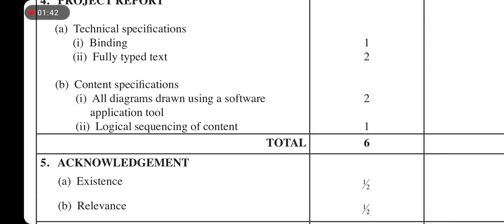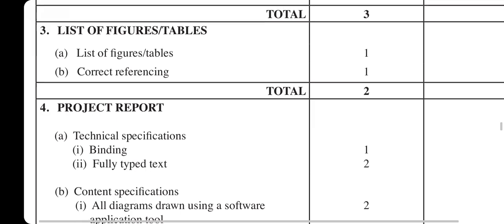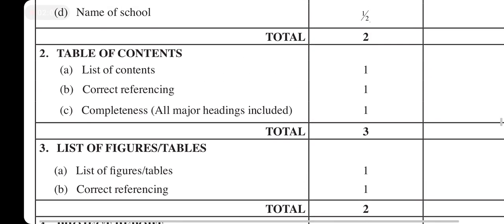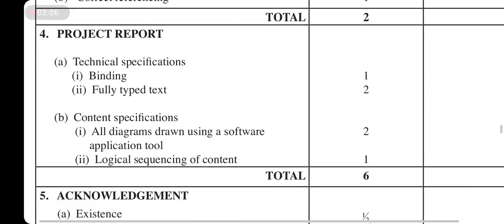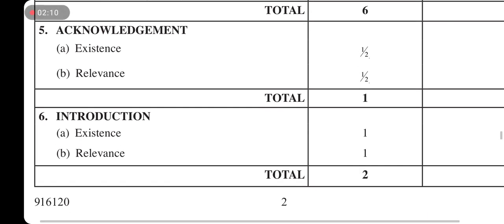Then content specification, we come to part B. If you draw the diagram, how they flow and their logical sequencing, you'll get some marks. So that part you'll get 6 marks. Don't forget to flow the way I'm flowing. Me 6 plus this 2 plus this 3 plus this 2, you are already almost 10 marks or above 10 marks.